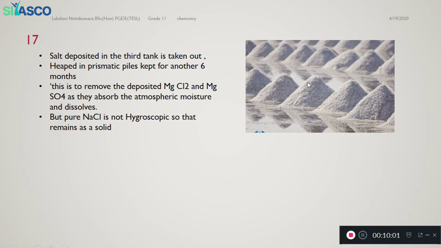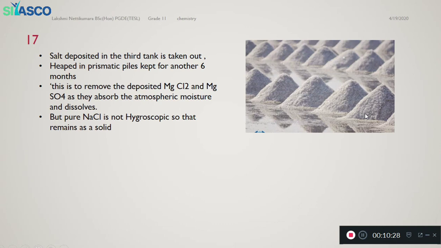Here you can see it's like a prism. And we have to keep these heaps for another 6 months. And also we have to cover them with coconut kachans. Why? There is a reason. Because once we heap like this, what will happen? I have mentioned that magnesium chloride and magnesium sulfate are also mixed with sodium chloride.